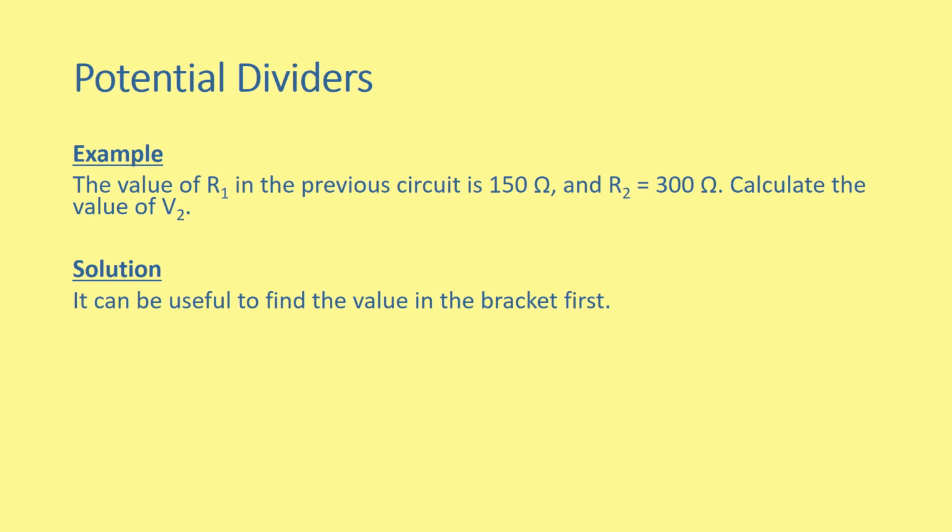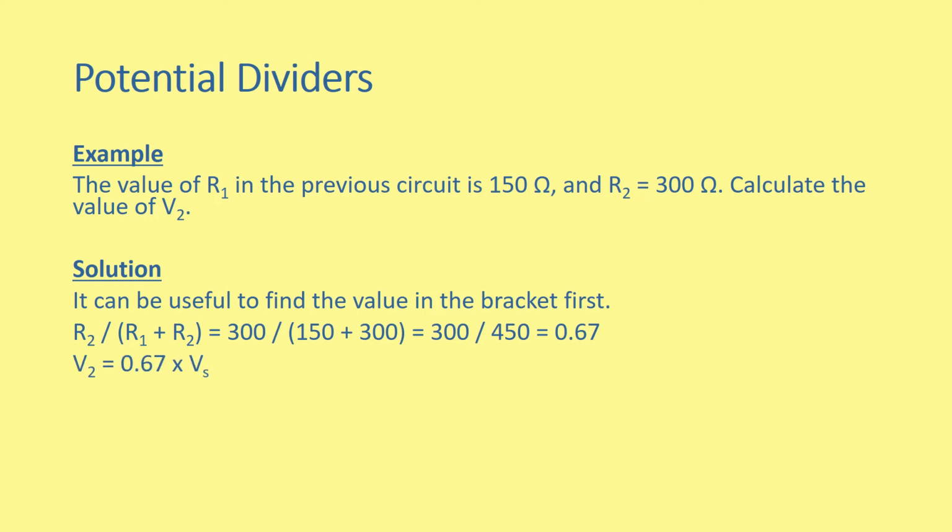In order to find the solution to this, we really need to find the value of what's in the bracket first. So we are taking R2 as being the resistor we want to find the value of voltage across. R1 plus R2 is the total resistance. 300 over 150 plus 300 gives us 0.67. So 0.67 represents the fraction of the total resistance R2 takes up, and that will be the same fraction of the total voltage we'll find across V2.